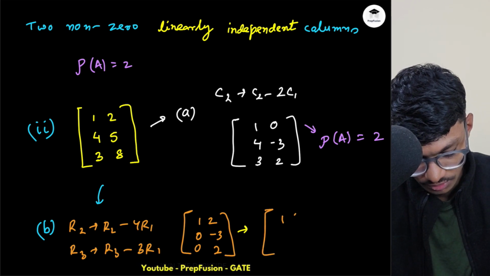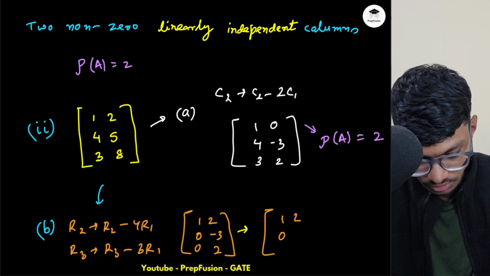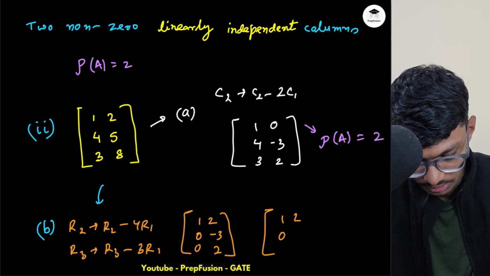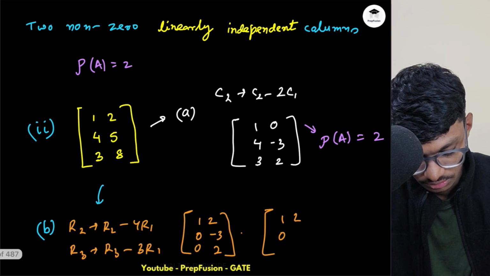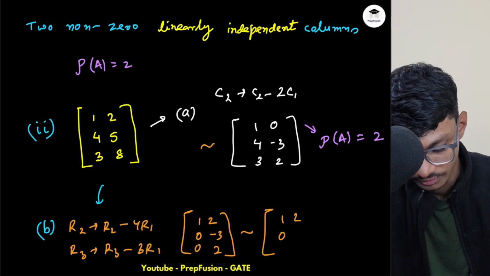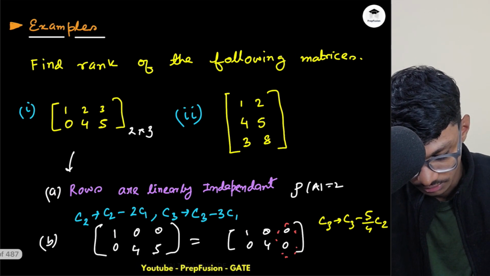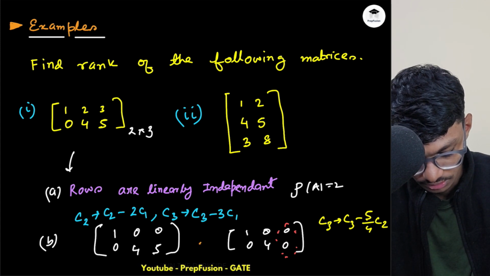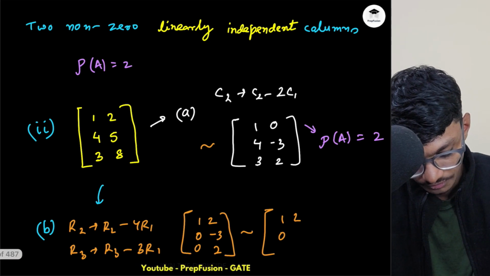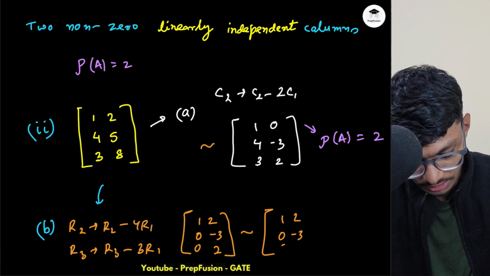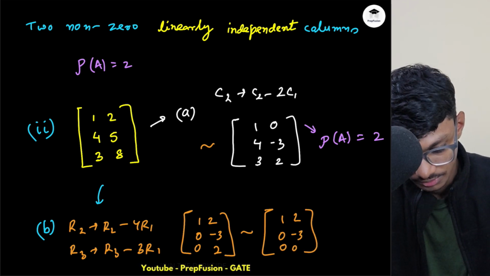So this will be equal to 1 2, then I should write this as similar, equivalent, right? We're doing an equivalent matrix. Forgot to do one thing: this is not equal, this is equivalent. So this is going to minus 3 and this is going to 0.